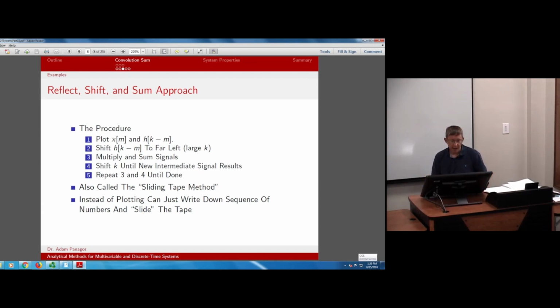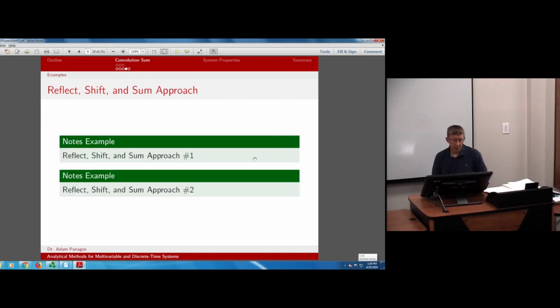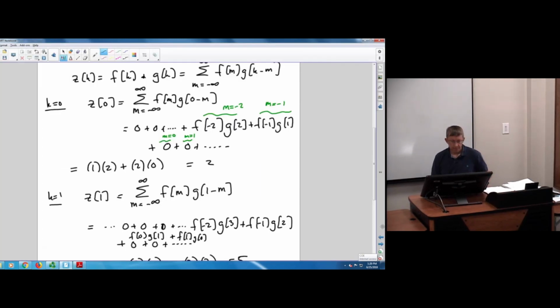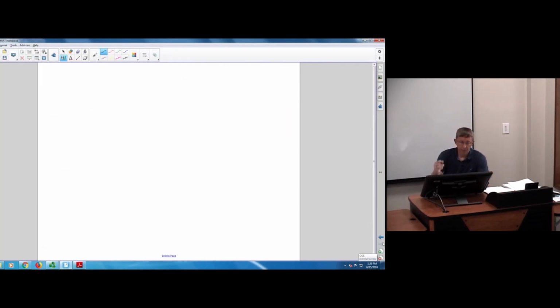All right, so this is the algorithm, and we're going to walk through 2 different examples of this. Reflect, shift, and sum approach number 1 and 2. This will probably take us up to the break, I'm guessing. Keep it staying. Reflect.